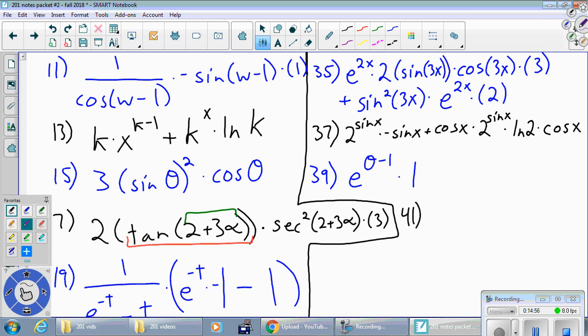Okay, 41 is another one with lots of constants. You can skip it if you want to. I have not near enough room there. So let me see if I can maybe put it here, start of it anyway.